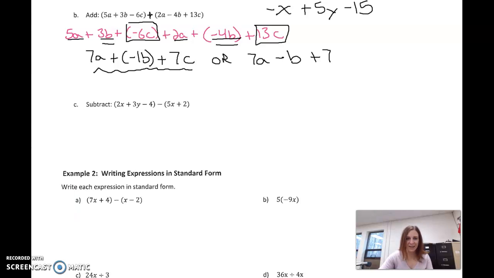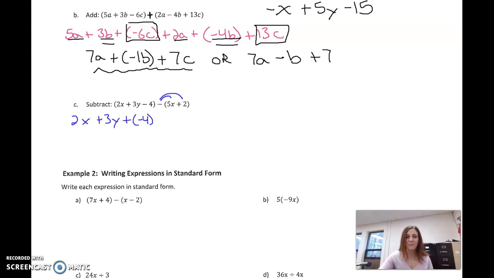Remember, what I'm subtracting is everything in the second group of parentheses. So I can rewrite it. And please, please try to rewrite this until you get good at it. And then you can start doing some things in your head, but not yet. 2x plus 3y. Instead of saying minus 4, I'm going to go plus a negative 4. Keep, change, change. Subtracting is the same thing as adding the opposite.